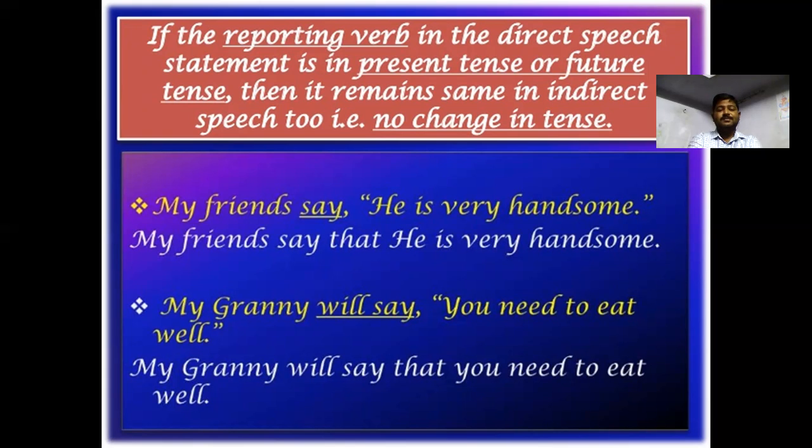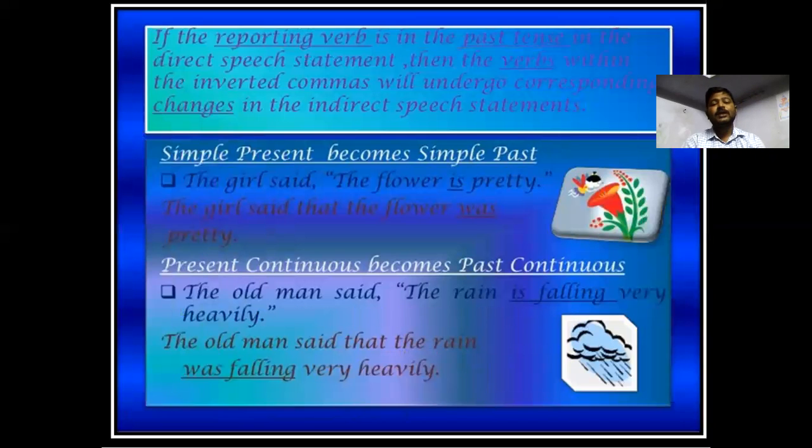My granny will say, you need to eat well. My granny will say that you need to eat well. Then, if the reporting verb is in the past tense in the statement, then the verbs within the inverted commas will undergo corresponding changes in the indirect speech statements. For example, simple present tense becomes simple past.